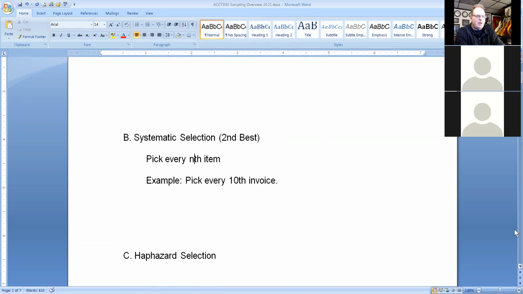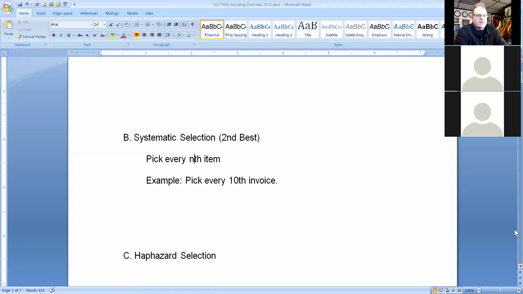And while there might not be any intentional bias in this, there is a problem in that there might be some kind of a problem with the invoices that shows itself every 10th item or doesn't show itself on the 10th items for whatever reason. So it is possible that you could have some kind of a bias, again, not intentional, but that every 10th item, for whatever reason, does not represent the population as a whole.